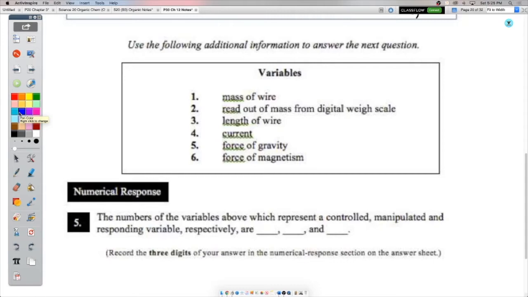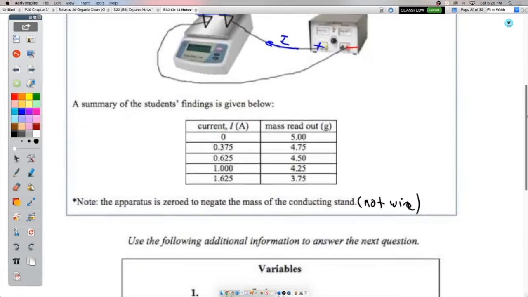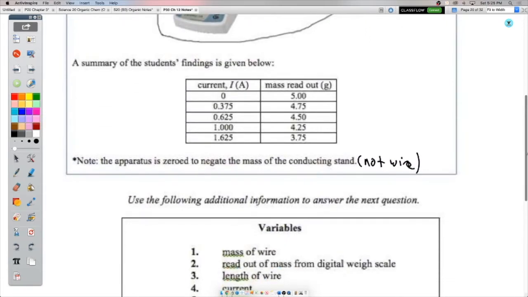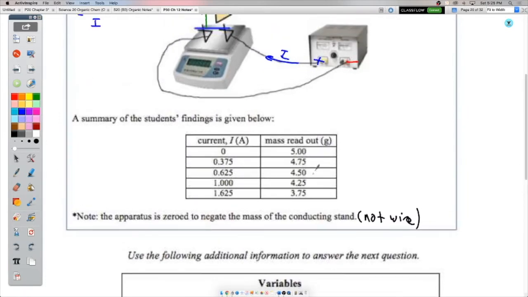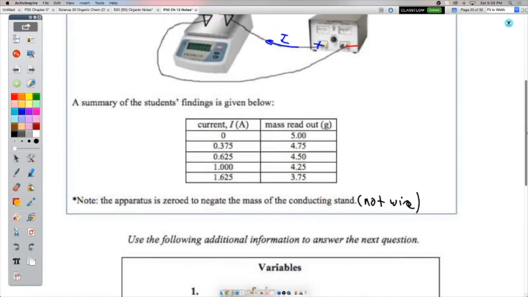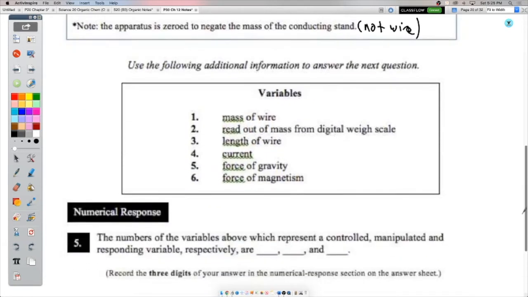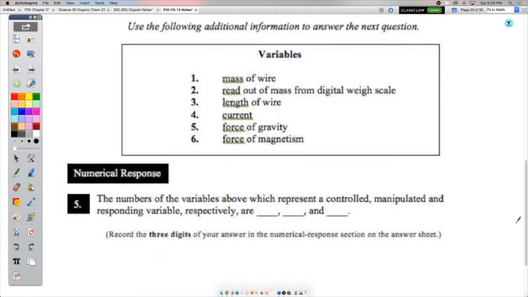So the mass of the wire, do we need to control that? If we use a different mass wire every time, is our experiment fine? Well, no, right? Because we're basing all of this on the mass of the wire initially when it's calibrated to that mass readout. So definitely we would need to control the mass of wire. We can't use a different mass of wire every time.